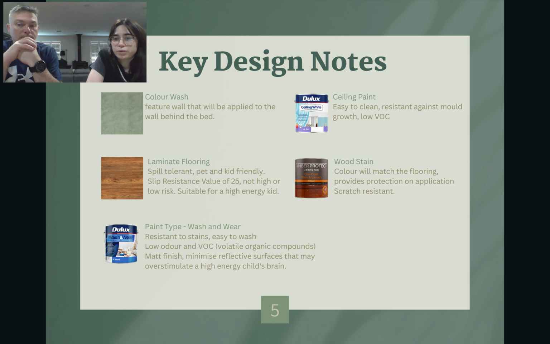Ceiling paint, we just went with normal Dulux ceiling paint in the colour that will be the same as the top half of the walls in that Lily Lock quarter strength. It's easy to clean, it's resistant to mold, and again, low VOC, so no strong smells for your kid. And then the wood stain, we chose obviously one that was going to match the flooring. It provides a layer of protection as well as stain in the one coat, and it's also scratch resistant, so it should last you a long time.